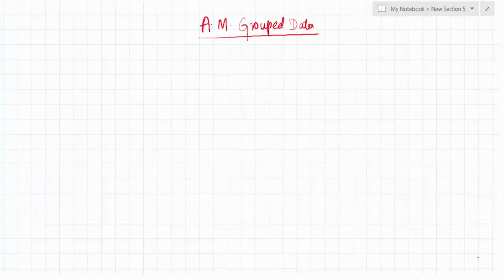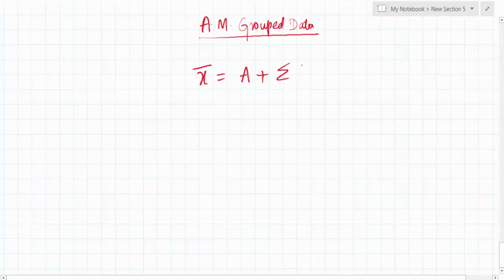How to find out arithmetic mean when you have group data with class intervals? In such case, you have to make use of this formula where your x bar is going to be the arbitrary number which you are going to pick up plus summation of fd divided by n. Then you have to multiply it by an item called c.